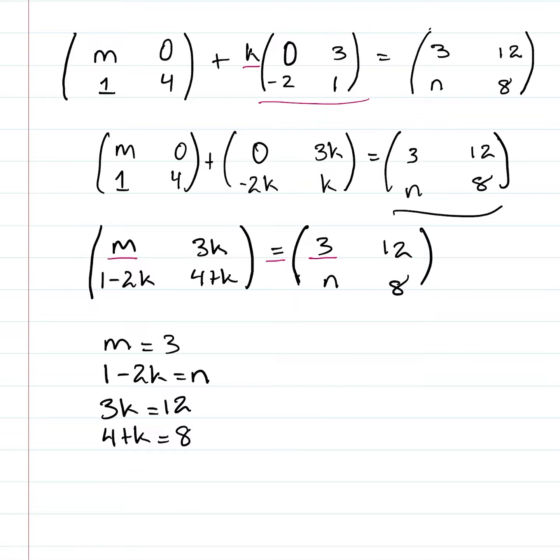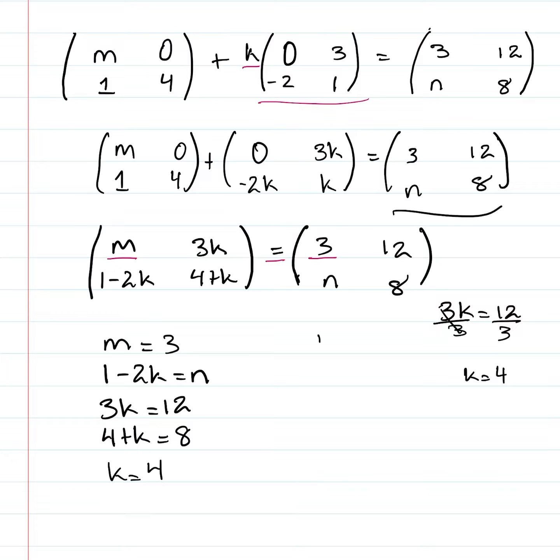Over here, we're going to have 3k is equal to 12, right? So if we have 3k is equal to 12, we divide by 3 on both sides. So then we will have k is equal to 4. So m is equal to 3, k is equal to 4, and now we can solve for n.